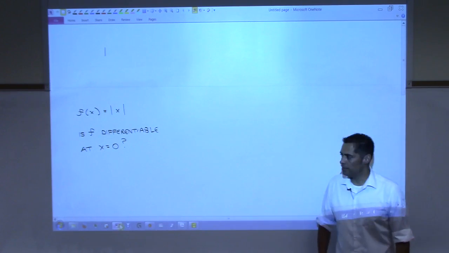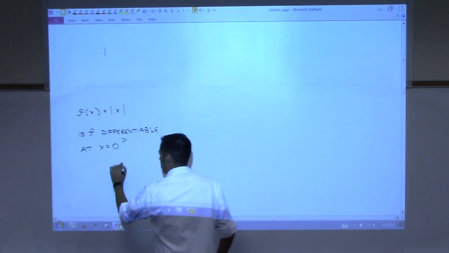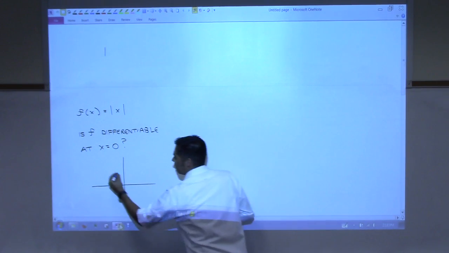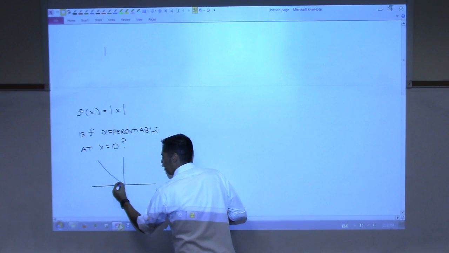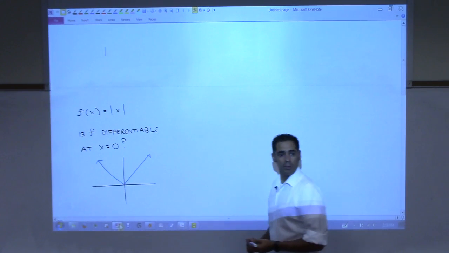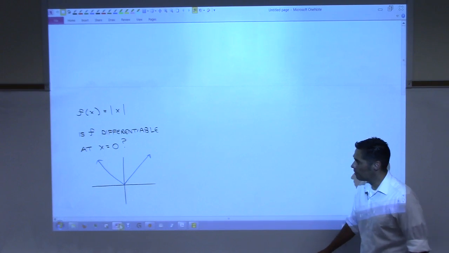No. Why not? Because there's a corner, right? If you graph the absolute value function, it looks like a V. Straight line, sharp corner, back up. That's what it looks like.